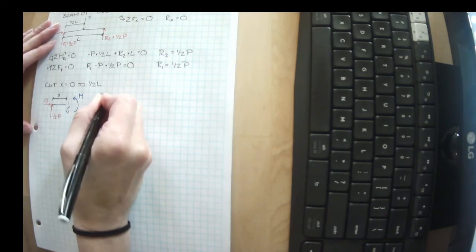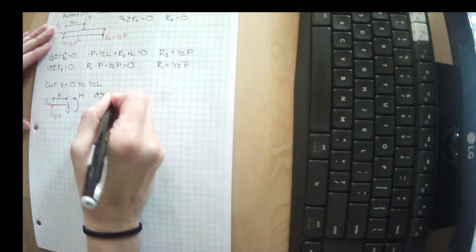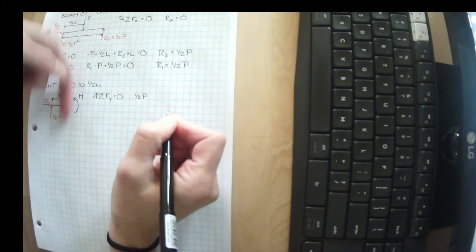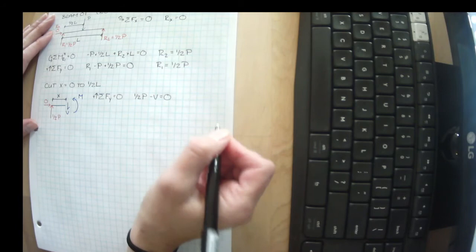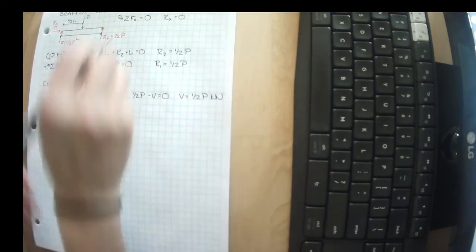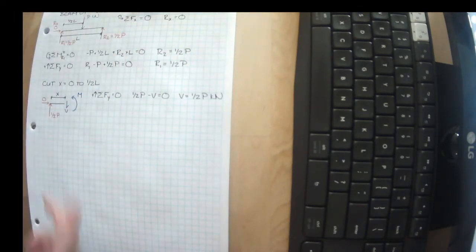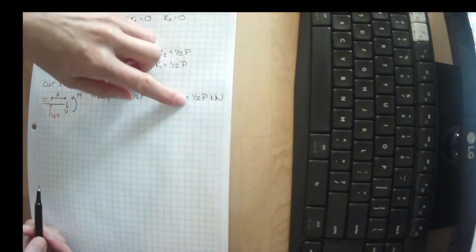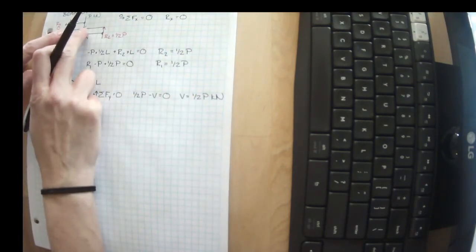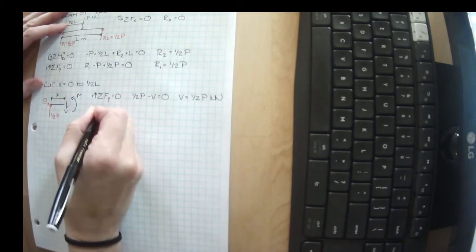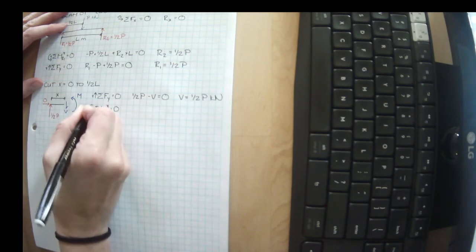So let's sum the forces in the Y direction, where everything upwards is positive. We have our 1/2 P going upwards, and we have our unknown V going downwards. We can rearrange this, and V equals 1/2 P kilonewtons. Let's assume that P was in kilonewtons up here, and that L was in fact in meters. So anywhere between 0 and 1/2 L, V equals 1/2 P. So anywhere in this zone, the shear is half of our applied load. Let's sum the moments about the z-axis, everything in that direction being positive.